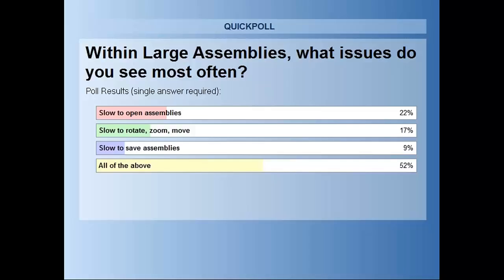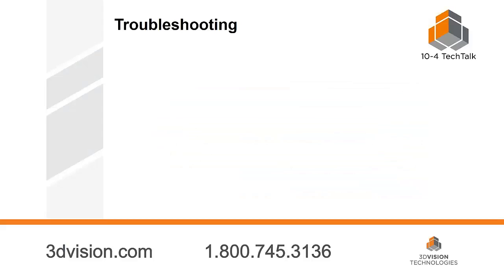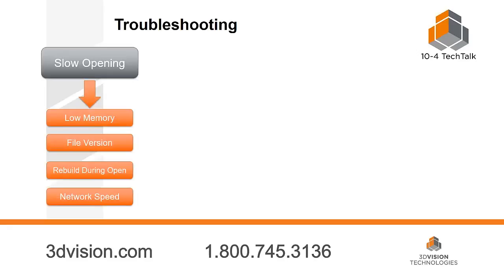That's right. All right, so it looks like the majority of people say all of the above, which I would say makes sense. I think if you're having performance issues with assemblies, you're probably seeing a little of all of this. So let's get on and see what can you do to troubleshoot this stuff, right?